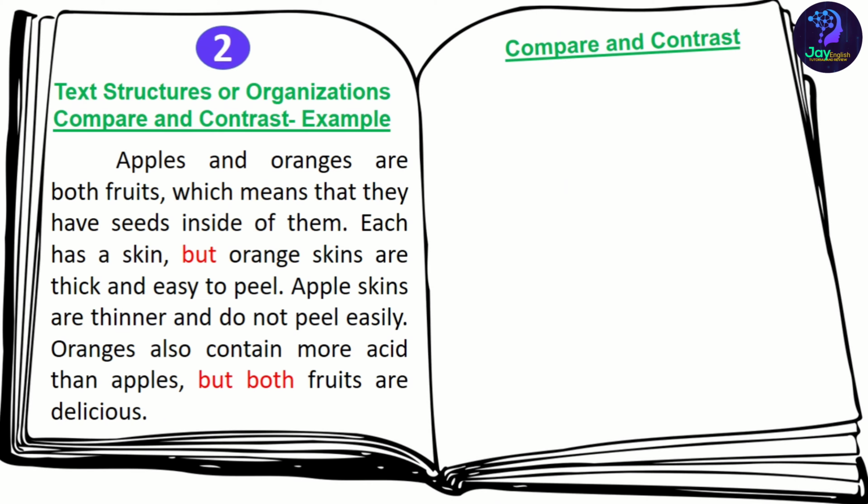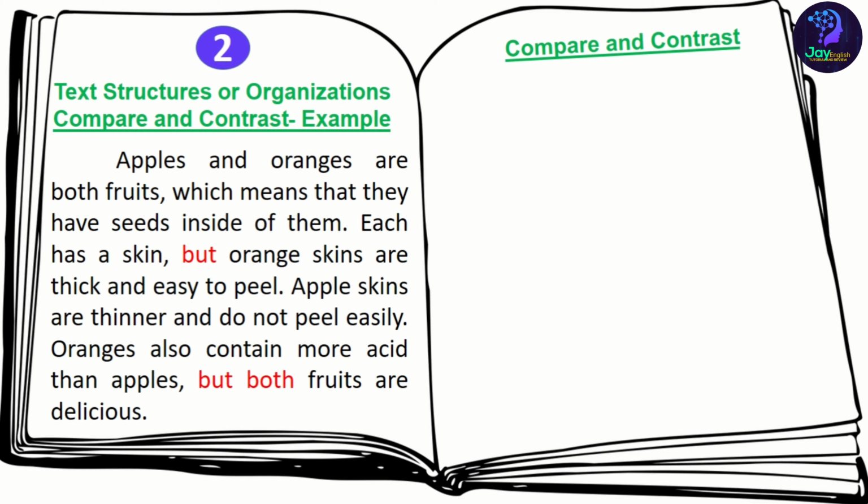Apples and oranges are both fruits, which means that they have seeds inside of them. Each has a skin, but orange skins are thick and easy to peel. Apple skins are thinner and do not peel easily. Oranges also contain more acid than apples, but both fruits are delicious. This example compares and contrasts the apples and oranges. In the example, how the two fruits are alike and different are discussed.